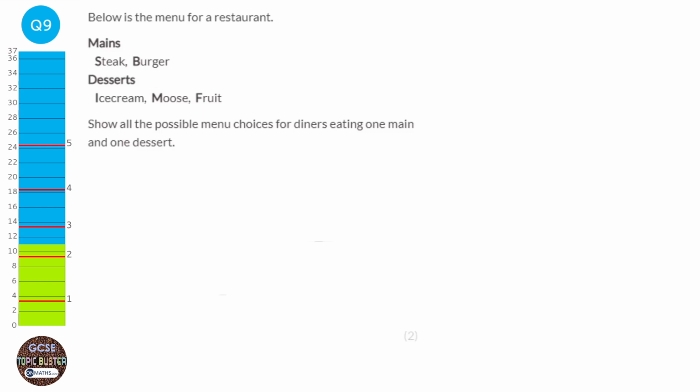It's really important when answering this question that we're really methodical. So we're going to start off just looking at steak, and I'm going to start off with the S, and we're going to pair it with the first dessert, which is the ice cream. Then we're going to pair the steak with the second dessert, which is the mousse. Then we're going to pair it with the third dessert, which is the fruit. So we're being really methodical. We've done all of the combinations with steak.